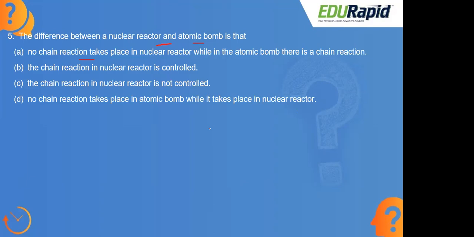Okay, let us look at the answer now. Here the right answer is option B. The chain reaction in a nuclear reactor is controlled. Both of these work on the same principle of chain reaction, nuclear fission reaction, but in the nuclear reactor it is completely controlled. In an atomic bomb, it is completely uncontrolled. That is why it will usually explode.